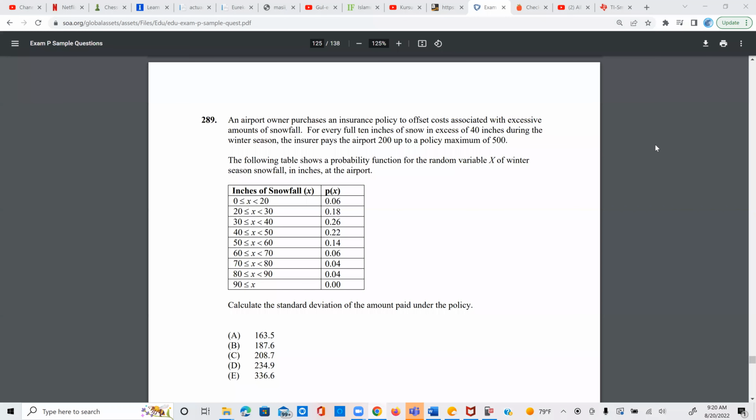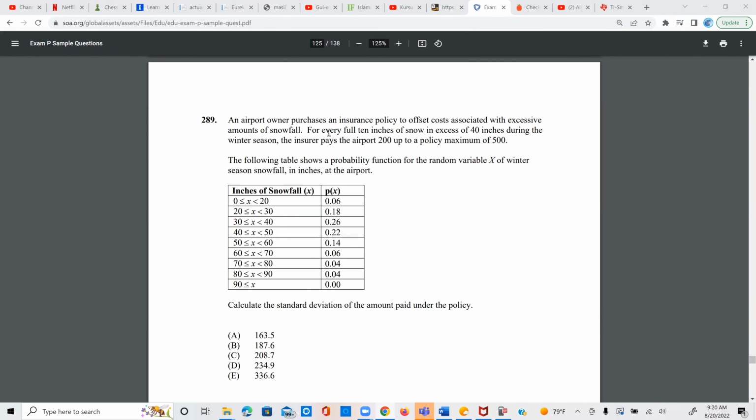An airport owner purchases a policy to offset costs associated with excessive snowfall. For every full 10 inches of snow in excess of 40 inches, the insurer pays the airport 200, up to a policy max of 500. The following table shows the probability function for the random variable x of winter season snowfall in inches. Calculate the standard deviation of the amount paid.